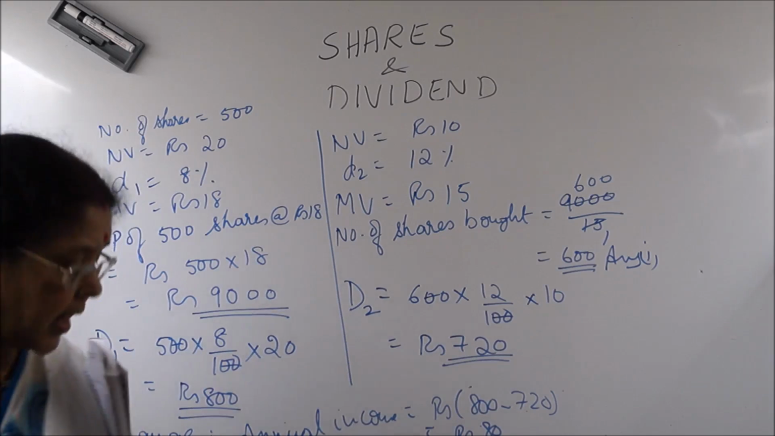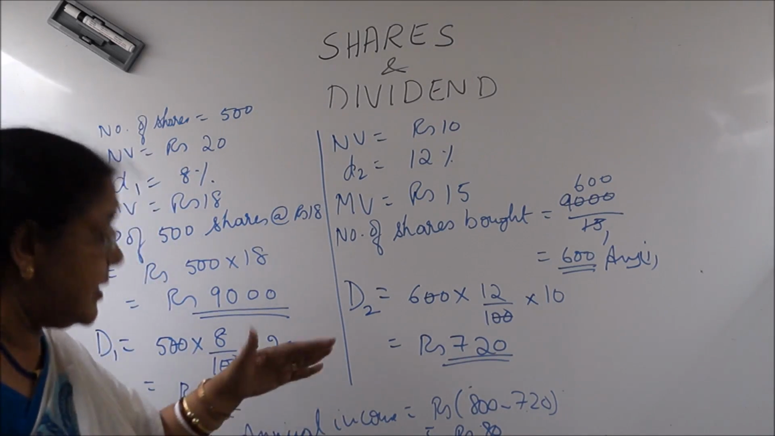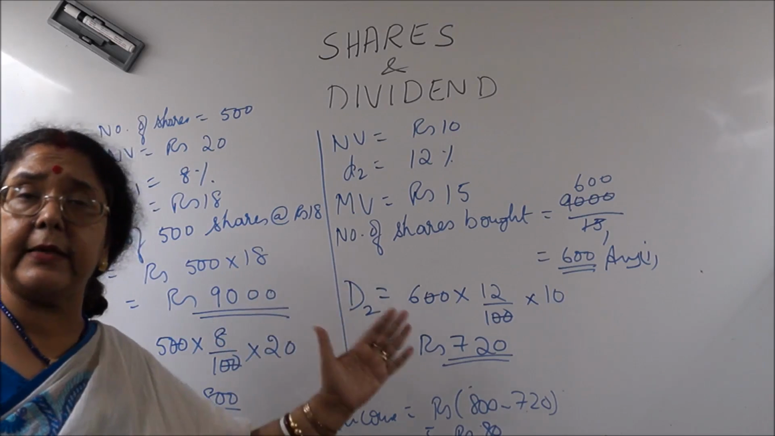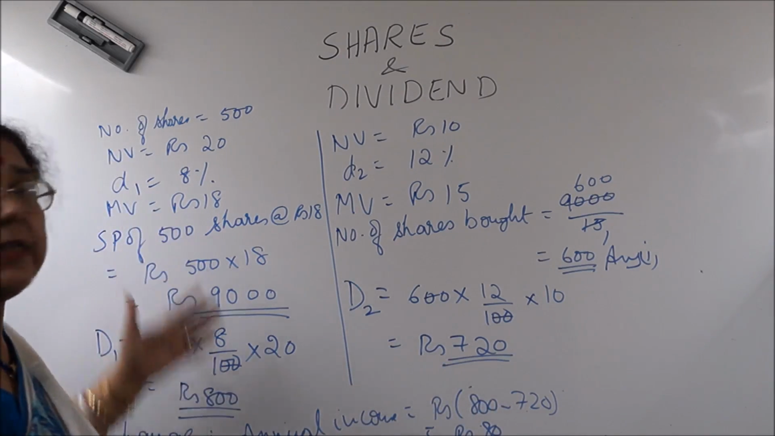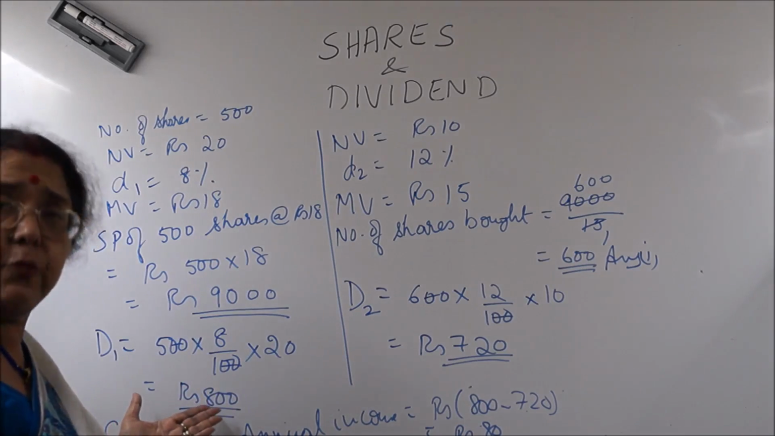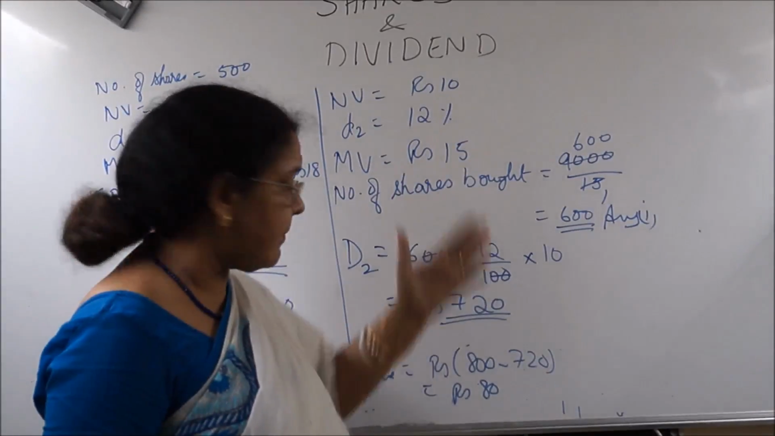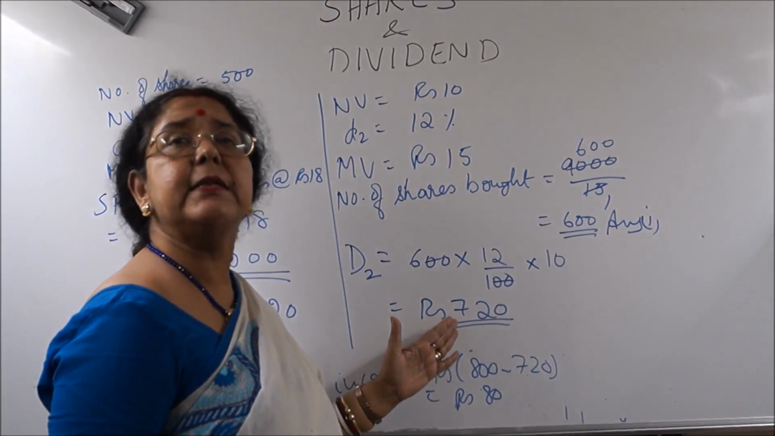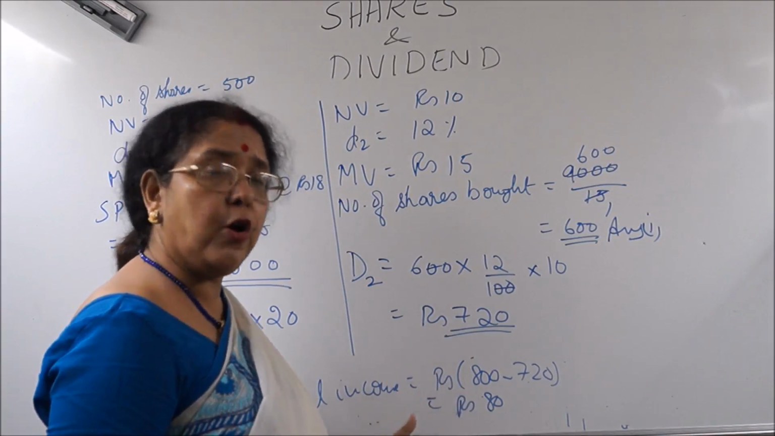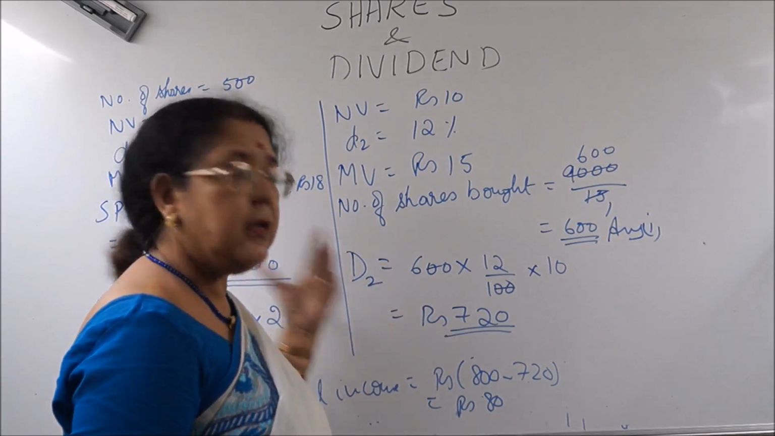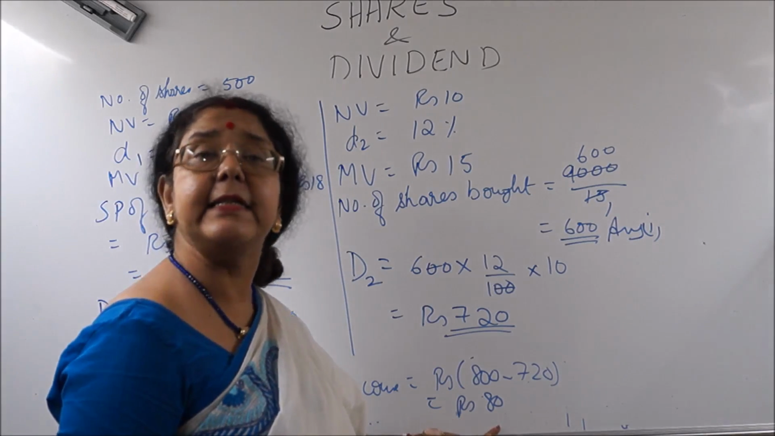Now in this question they ask the change in annual income. In some questions they ask did he gain or lose in the transaction? So here he actually lost, because if he would have retained the shares, he would have earned rupees 800, but by selling the shares and investing in the second company, he only earns rupees 720. So that means actually it is a loss. In this transaction, he did not gain, but he lost. Rupees 80 is his loss.